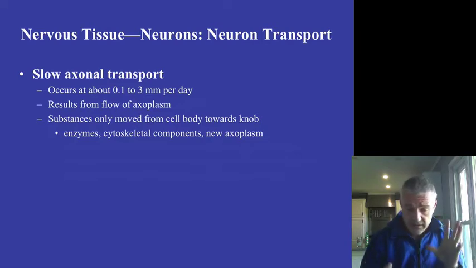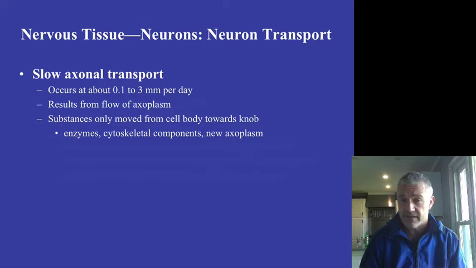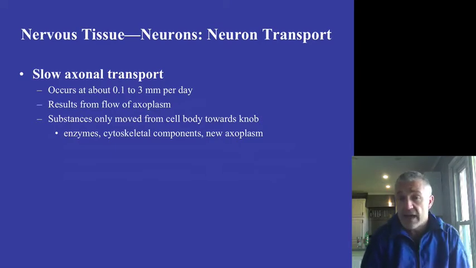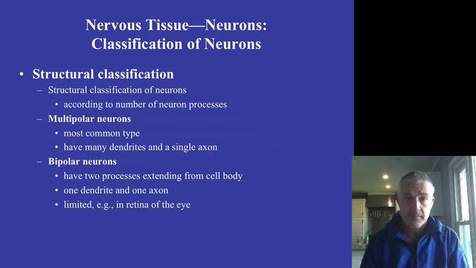The cytoplasm within the axon, the axoplasm, can flow. That travels at a much slower rate, but that is how we are going to do some of this slow axonal transport. So things like enzymes, new cytoplasm for the axon, that is how a lot of that is going to move down there. So again, much slower towards that end. And again, slow axonal transport is only in that anterograde direction.